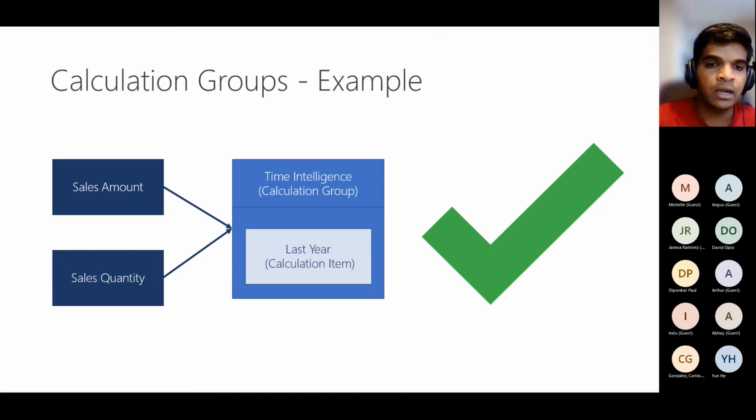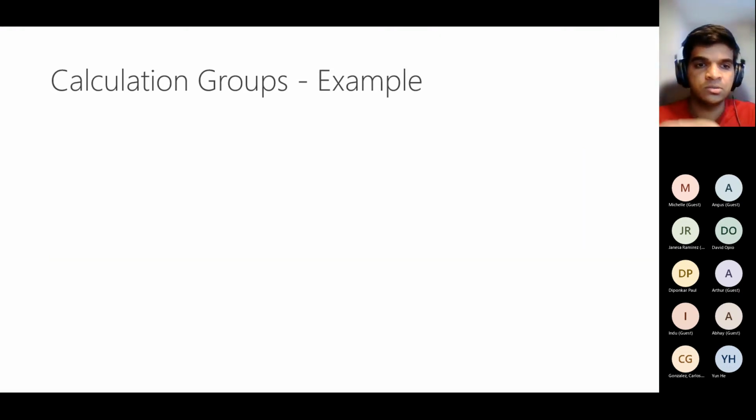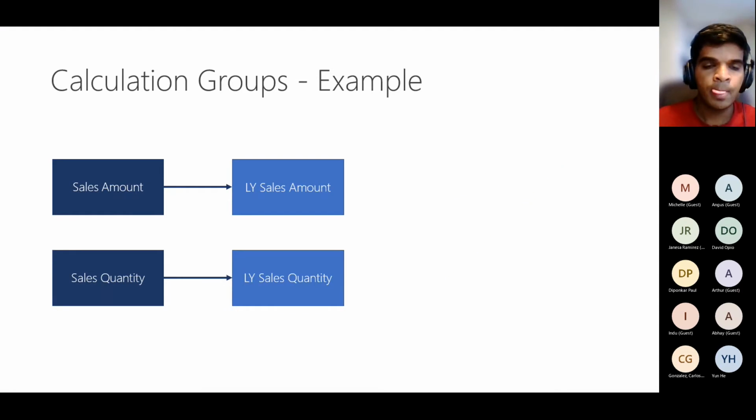So if you go back to the old solution, which was before calculation groups came into play, you can see that you have two measures, last year's sales amount and last year's sales quantity. Now keep in mind the logic, only the base measure is the difference between these two additional measures, right? The logic other than that is typically the same. I would showcase that to you in the demo, but that is actually what happens.